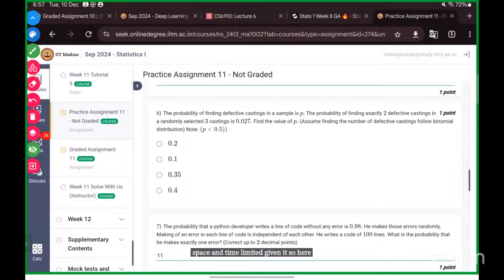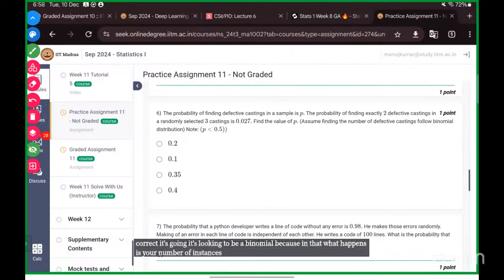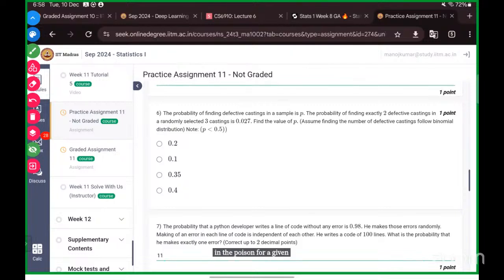So here also, 100 lines are given. I mean, one line is a space, so line is kind of space you can consider. But still it's going to be binomial. It's looking to be binomial because in Poisson, the number of instances for a given time duration becomes very, very large, isn't it? But here n is equal to 100, it is specific, there are 100 lines.